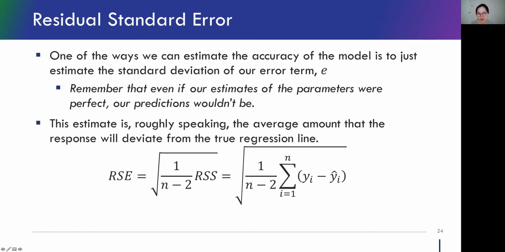It's calculated based on the residual sum of squares. Basically RSS divided by n-2. Again, this is the degrees of freedom. And if you write this RSS out, it's just like this. So this is important. The residual standard error is the way that we estimate how accurate our model is. It gives the average amount that the predicted response will deviate from the true regression line.